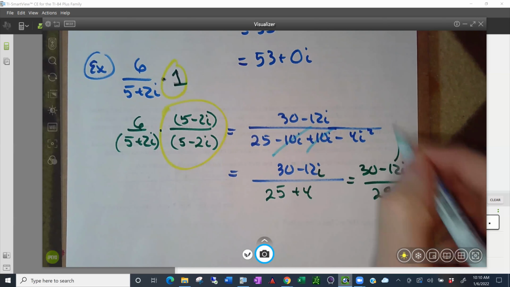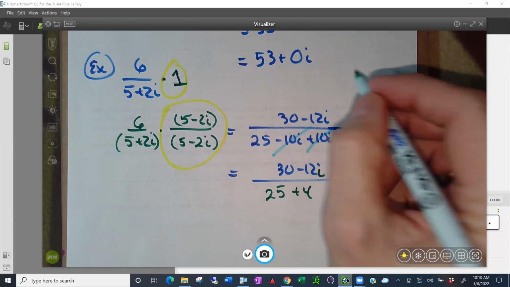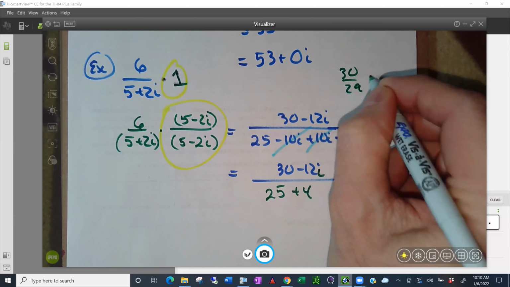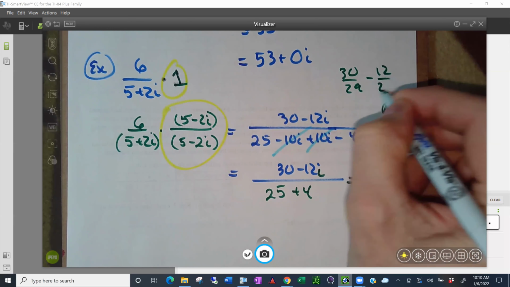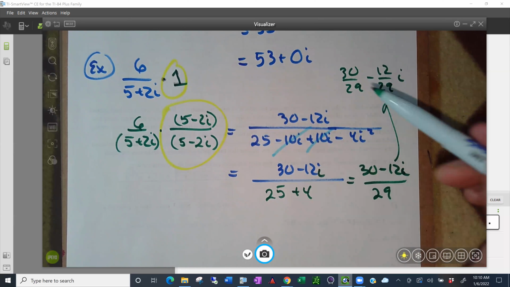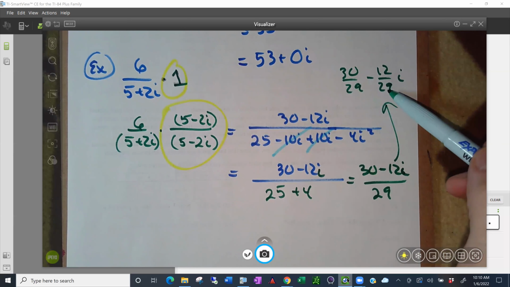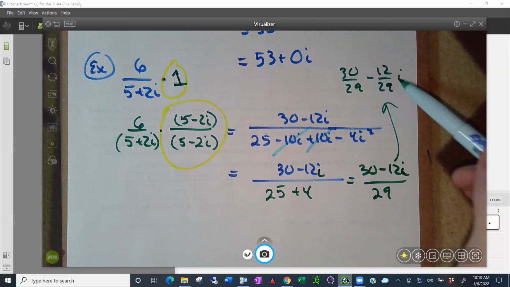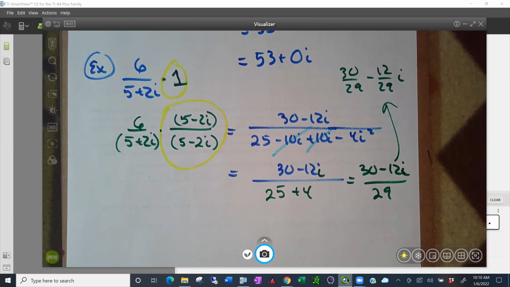Now, WebAssign might ask you to write it as 30 over 29 minus 12 over 29 times i. They might break it up in that form, or they just might ask you what's the real part and what's the coefficient of the imaginary part, which would be -12 over 29. They could do that as well. But in any case, this or this could be considered the correct answer. On a test, I'll be very happy with this. Now, some places in WebAssign, you might need to enter it like that.